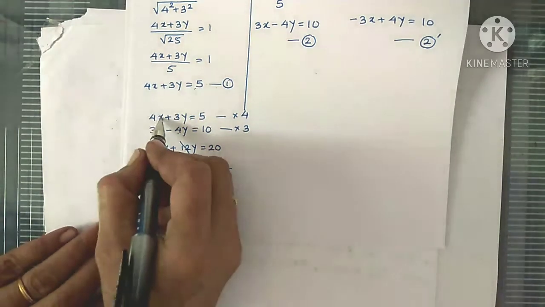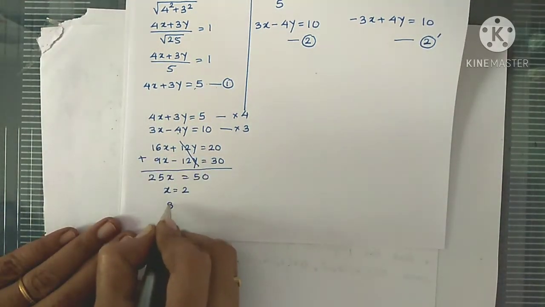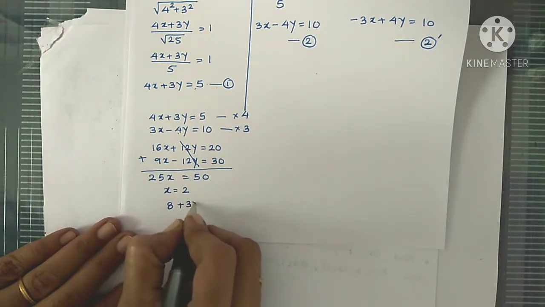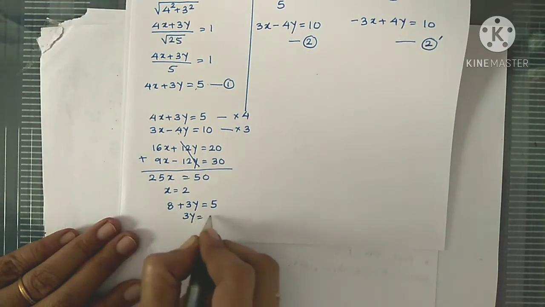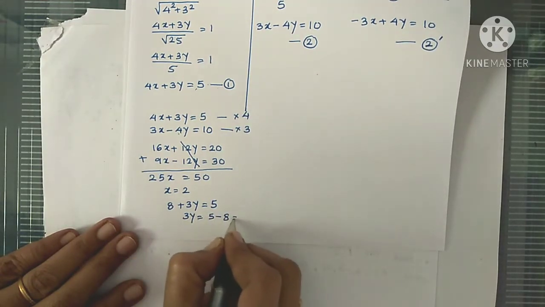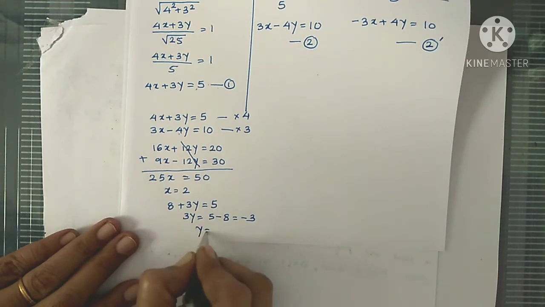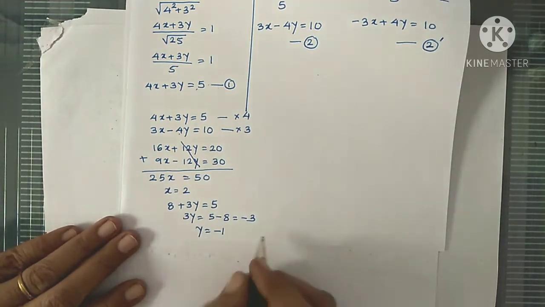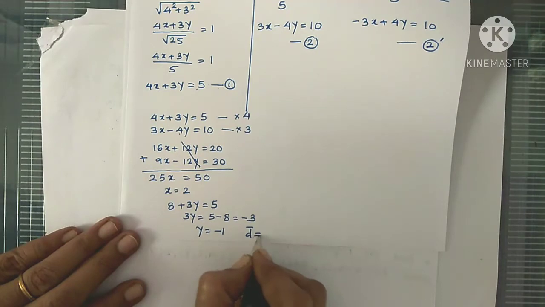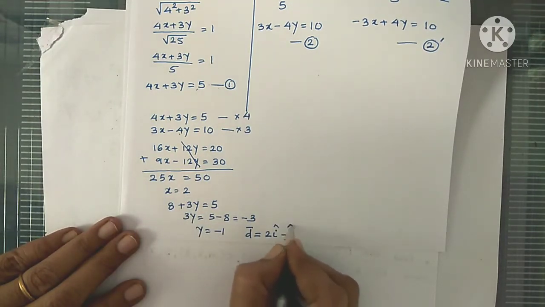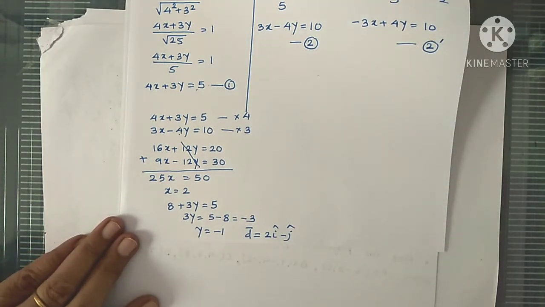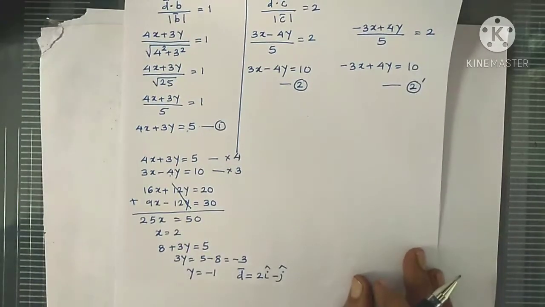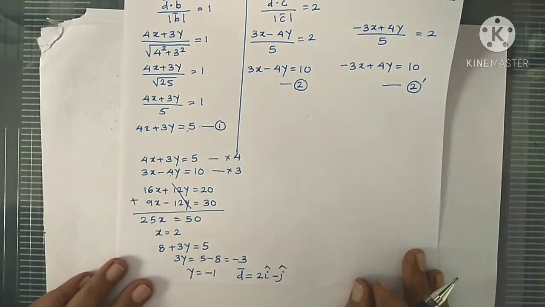Substituting x is equal to 2 in first equation, we get 4 into 2, that is 8, plus 3y equal to 5. So 3y equal to 5 minus 8, that is minus 3. So y equal to minus 1. So d bar is xi plus yj. So d bar is 2i minus j. Okay. Now let's consider equation 1 and equation 2 dash, and let's solve it for x and y.